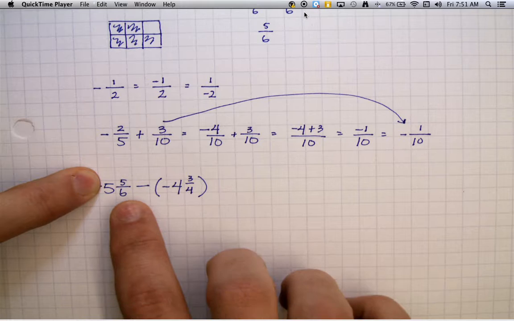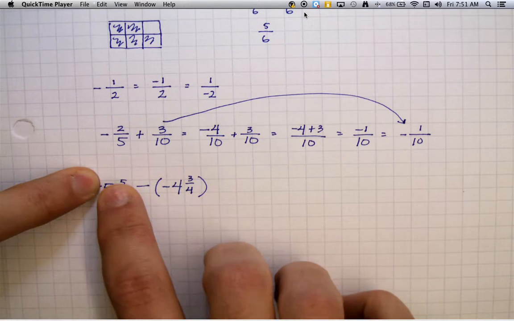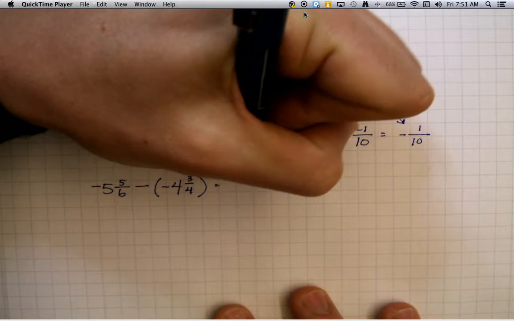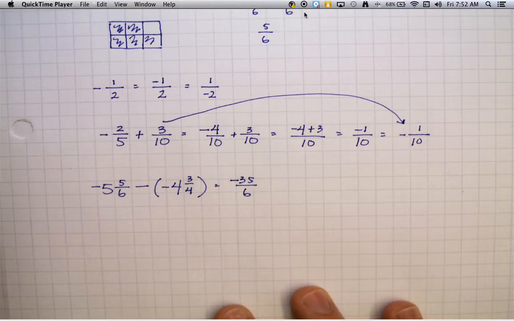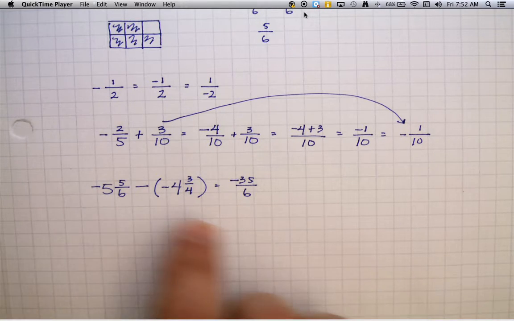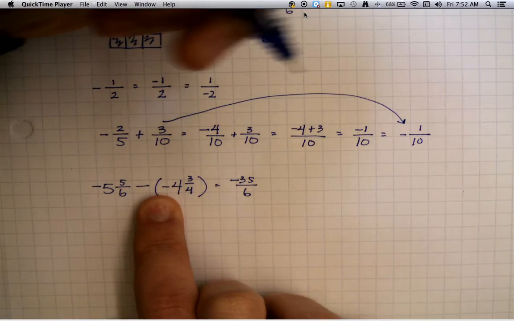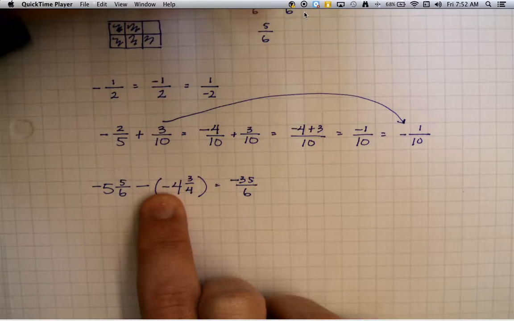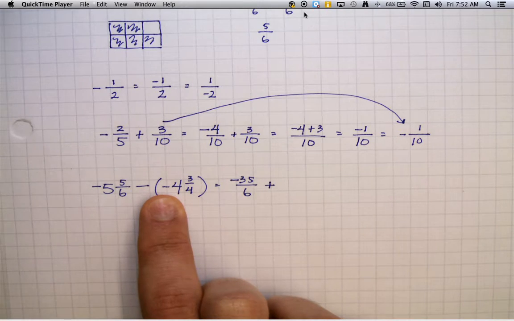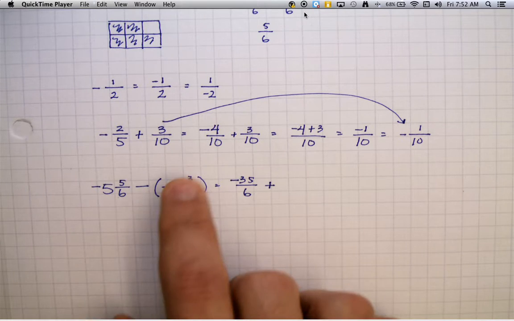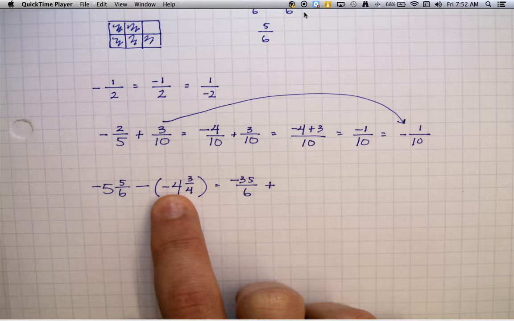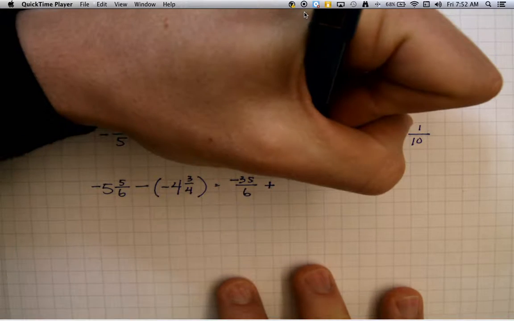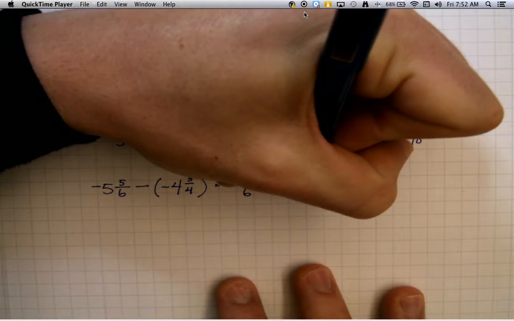I'm going to say 6 times 5 is 30, plus 5 is 35. So I get 35/6. The whole thing's negative, but I'm going to make the numerator negative. It's going to make it easier for me to combine later. Here we go, subtracting a negative. Remember that I can add the opposite, which is going to give me addition of a positive number. I've got 4 and 3/4, so to make an improper fraction, I'm going to say 4 times 4 is 16, plus 3 is 19.